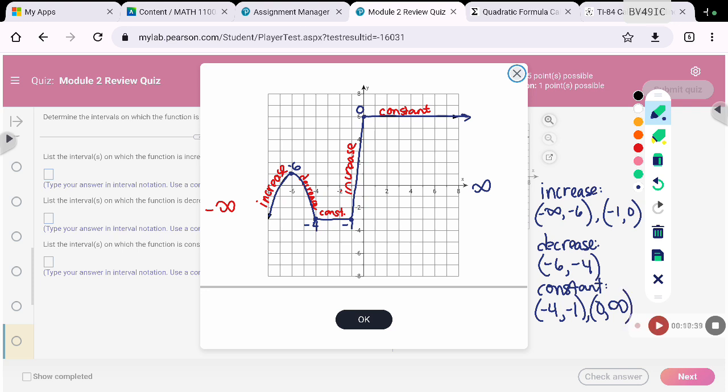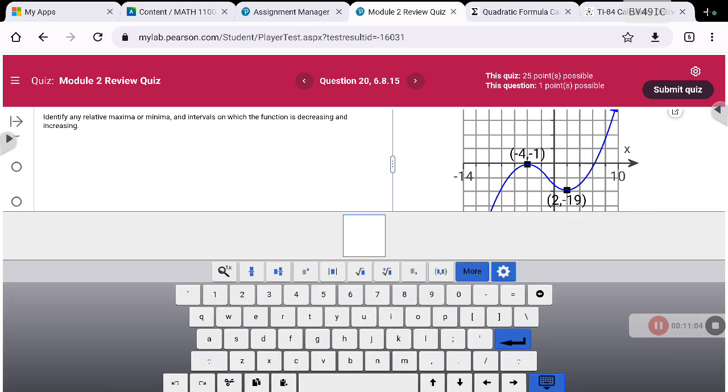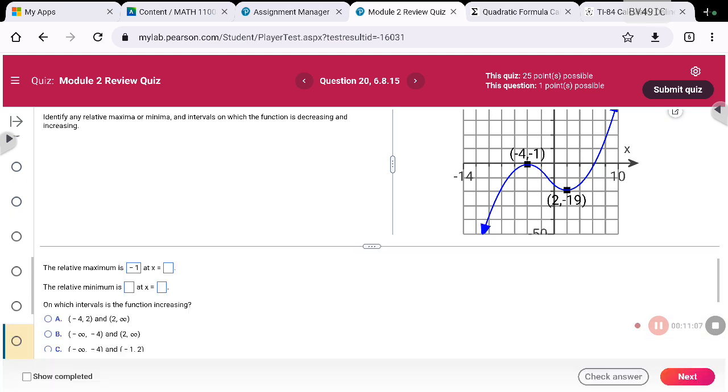All right, this next problem is talking about relative maximum and minimum. The relative maximum is going to come from that point that's at the top of that hill. So that point, which is at -4, -1. So the maximum is going to be what the y coordinate is. So the maximum is going to be at -1. And where it occurs is the x coordinate. So this is going to occur at x equals -4.